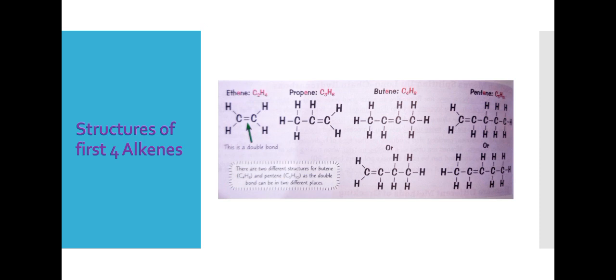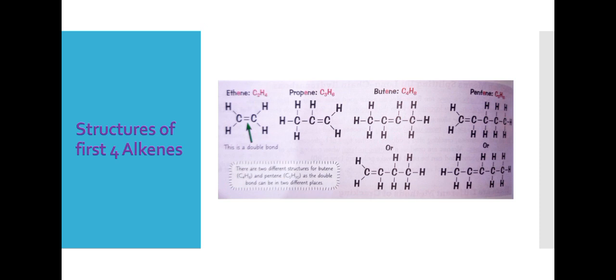In the first, we have ethene. In the second, we have propene, and there is a carbon-carbon double bond, and the double bond is between the first and second carbon, so it is known as 1-propene.